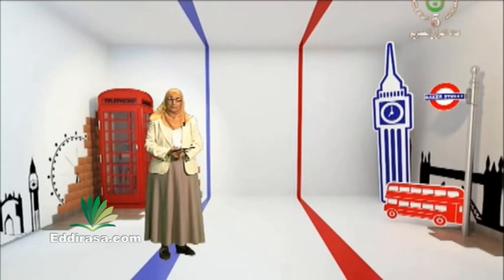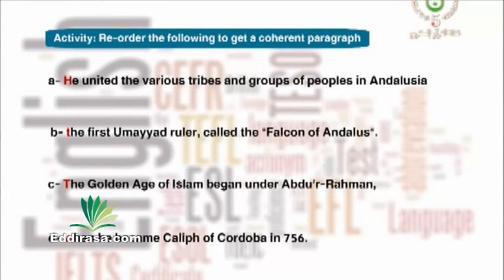Let's practice now. Activity 1. Reorder the following to get a coherent paragraph. Pay attention, in this type of activity you are not asked to add any link word. Just reorder the sentences. Let's start with the first sentence. He united the various tribes and groups of peoples in Andalusia. Of course, this sentence can't be the first because it starts with a pronoun. And pay attention to the end. What about punctuation? There is no full stop, so the sentence is not finished.